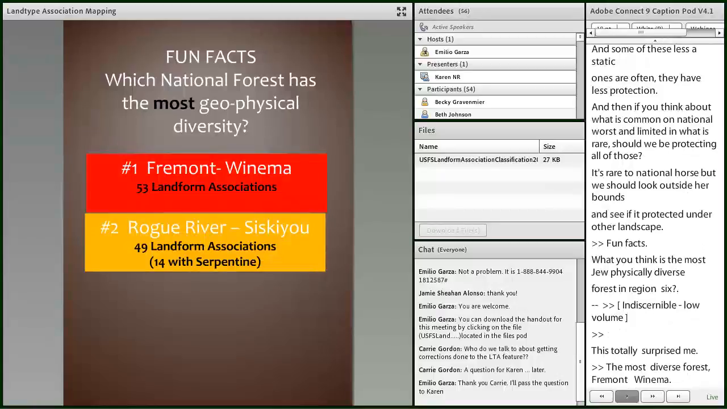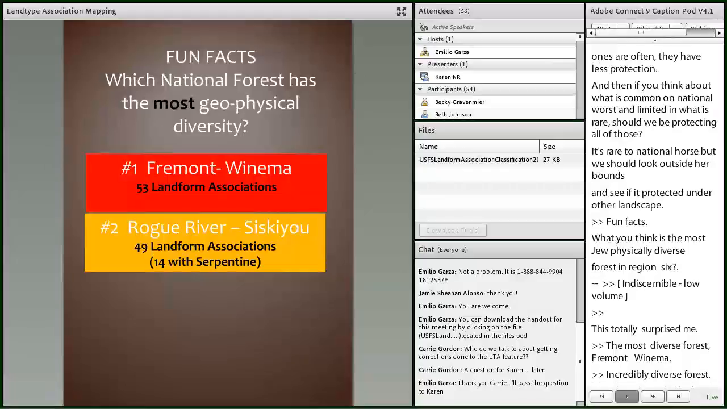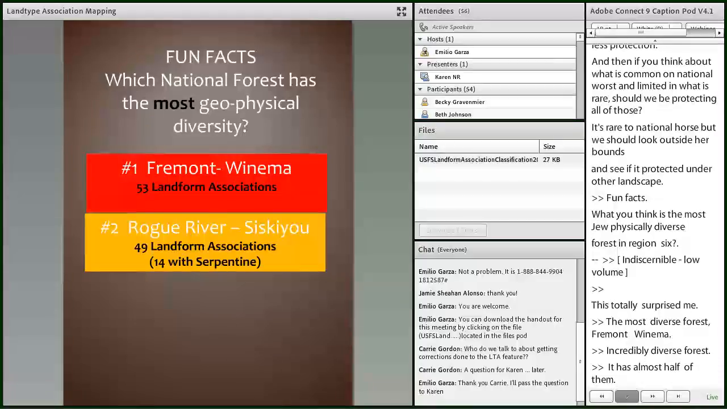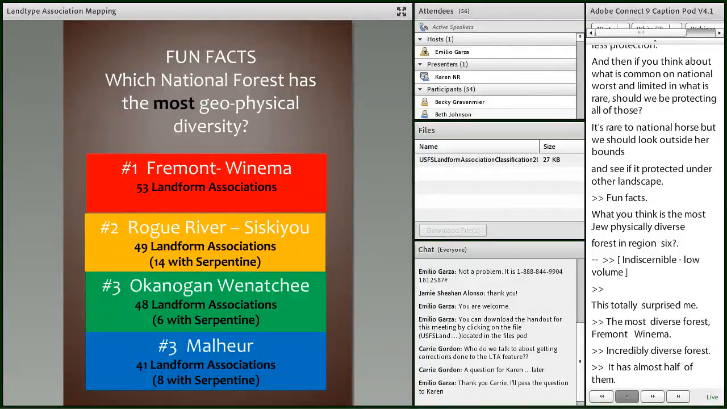And you said there's 133 land types? Landform associations, 133. So it has almost half of them, right? Maybe a third. Anyway, second is the Rogue River-Siskiyou, really pretty diverse. Third, Okanagan-Wenatchee. And fourth, Malheur. Really interesting.